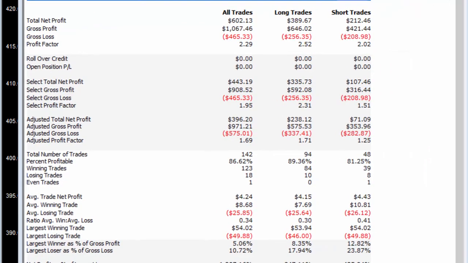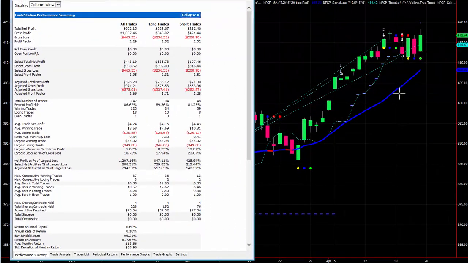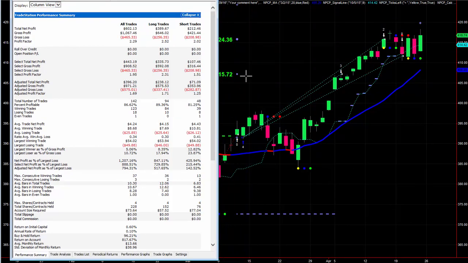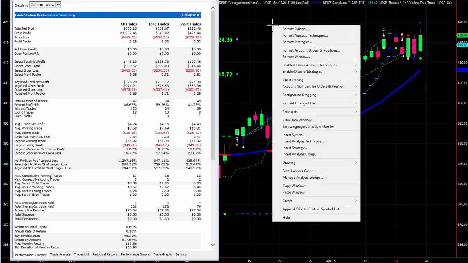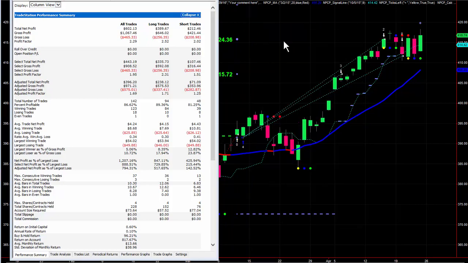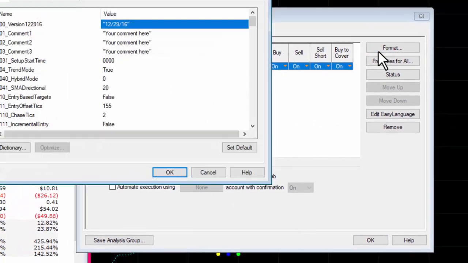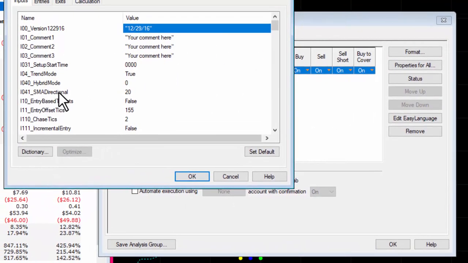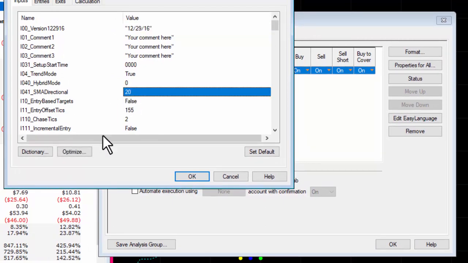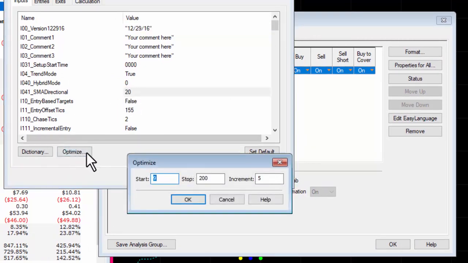But let's run a test. Let's see if perhaps a different input for our trend mode indicator might yield better results over the last 10 years. It's very easy to do. We right click on the chart, format strategy. We go to our trend mode directional. This is set to 20. That's the default setting. It's a 20-day look back.